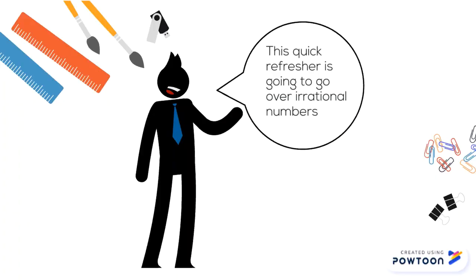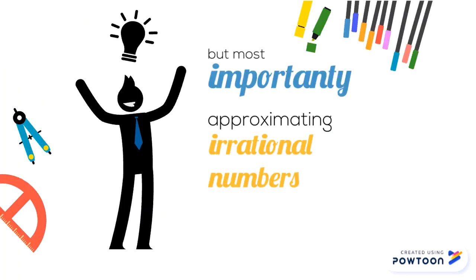So in this video, I kind of want to go over some of the 8th grade math concepts that we saw during the school year. During 8th grade math, you were all exposed to a variety of mathematical concepts. Most if not all of what you learned is going to be used in Algebra 1 in high school. So let's do a quick refresher to see how much you actually remember. This quick refresher is going to go over irrational numbers. Most importantly, approximating irrational numbers.